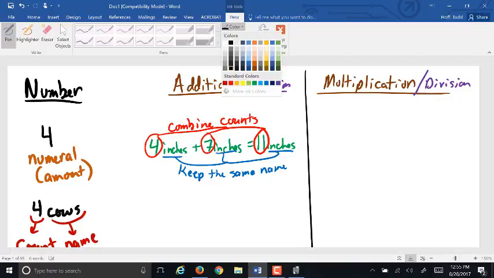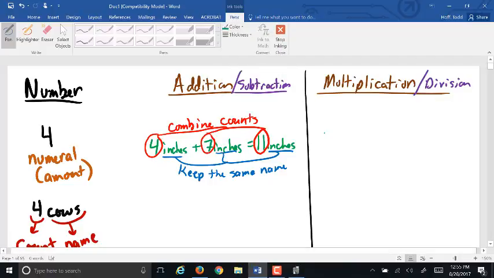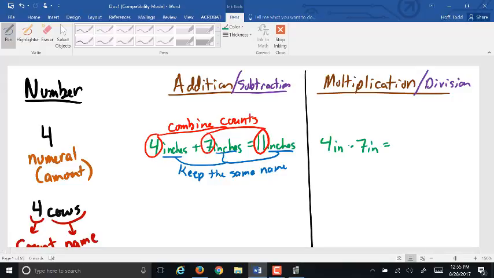Well, let's look at multiplication. If I were to multiply 4 inches times 7 inches, first of all, is everybody familiar with the dot being used for multiplication? It means the same thing as the cross. It just saves space and doesn't get confused with x. 4 inches times 7 inches, what do we get?